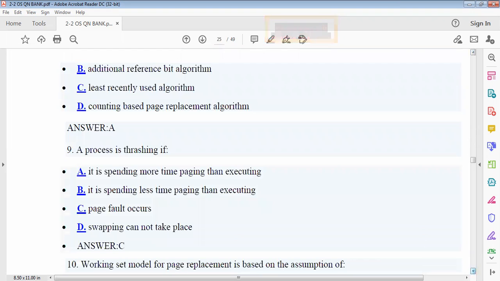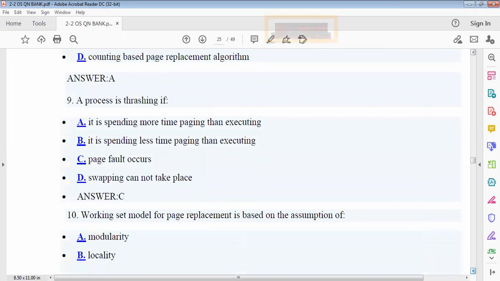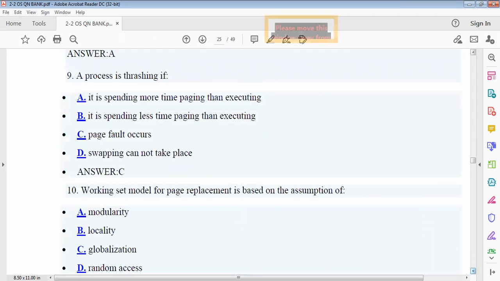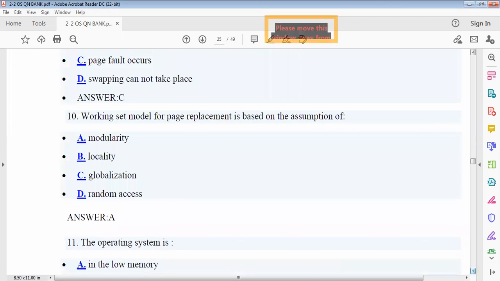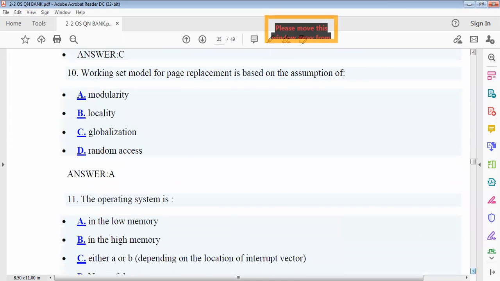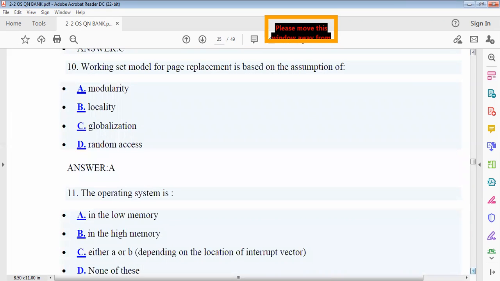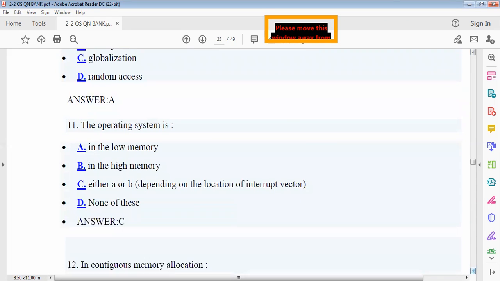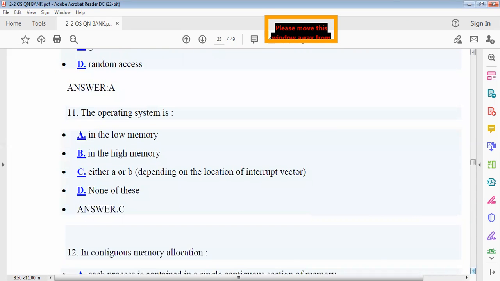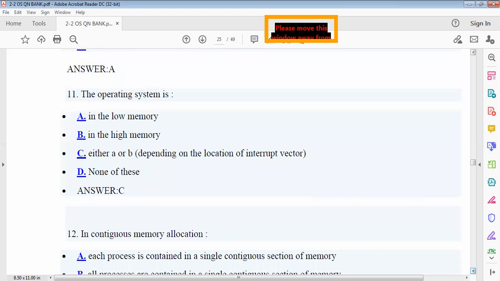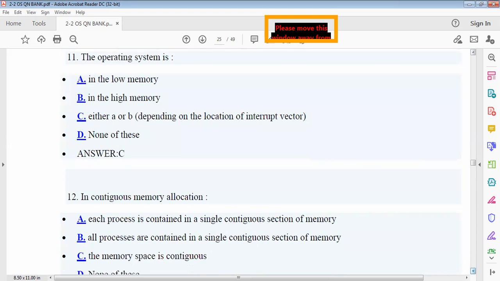Next, question 9. A process is thrashing if page fault occurs. Option C is correct. Working set model for page replacement is based on assumption of modularity. The operating system is either A or B. Option C is correct, depending on the location of interrupt vector.